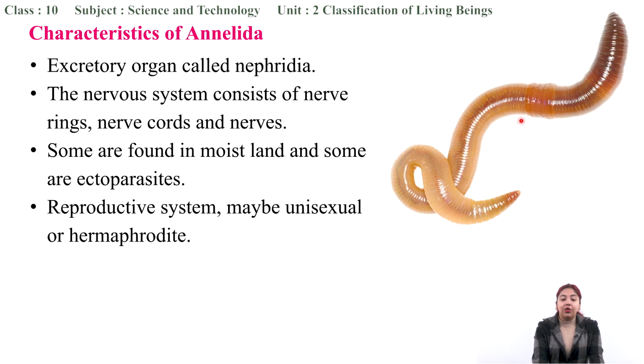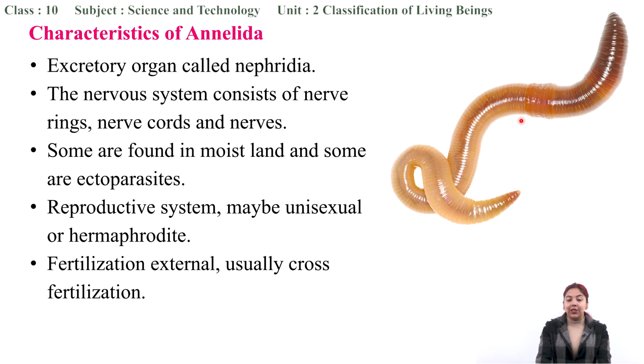leech. Now, talking about the reproductive system, some of them may be unisexual, that is, male and female reproductive organs are present in different organisms, but some of them might be hermaphrodite, which means both the male and female reproductive organs lie in the same body. The fertilization is external. So what is external fertilization? I've said this multiple times in previous class. So what is external fertilization?